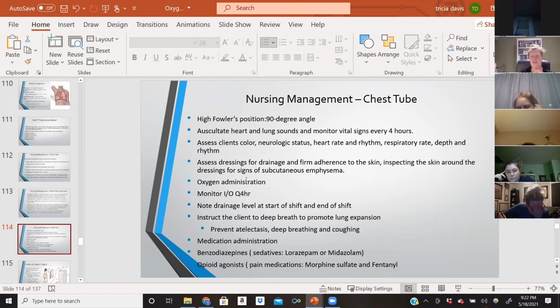Instruct the client to do those deep breath exercises to promote that good lung expansion. Deep breathing and the incentive spirometer. It's going to prevent that atelectasis. Give any medications that we're giving for pain. Benzodiazepines or sedatives, we're going to give them for their anxiety to help calm them down. And then we can give some opioid agonists. We can give morphine or fentanyl or just Motrin. We don't always have to go right to morphine or fentanyl. A lot of people don't have a lot of pain with these. Less is better.